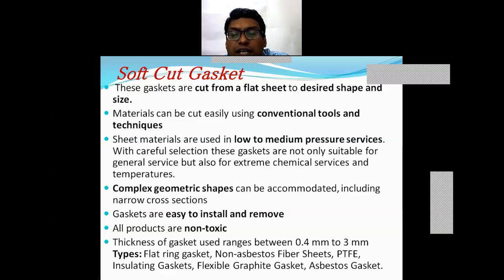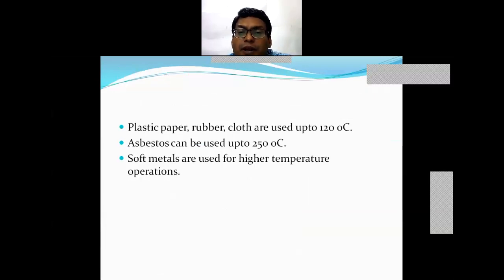Then the thickness of the gasket used is in the range of 0.4 millimeter to 3 millimeter. 0.4 is a very small thickness of gasket that will serve the purpose, because unnecessary thickness will increase the bolt load. So 0.4 millimeter to 3 millimeter thickness. The types are the flat ring gasket, non-asbestos fiber sheet, then PTFE insulating gaskets, flexible graphite gasket, asbestos gaskets, then plastic, paper, rubber, cloth, which are used up to 120 degrees Celsius.